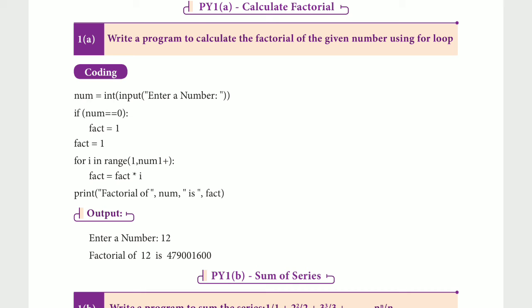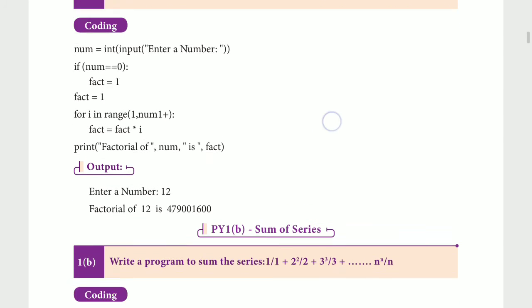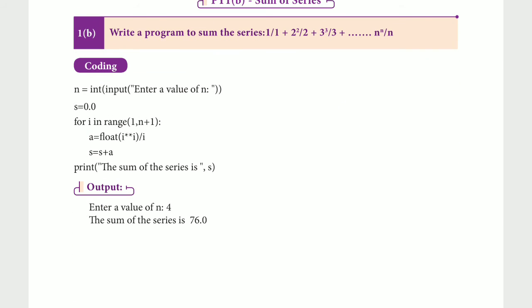The factorial is already assigned as 1, so 1 into 1 is 1. Next is 1 into 2 is 2. Next is 2 into 3 is 6. It will keep on going until you get the value of 12 factorial. So this is factorial. Next is the sum of a series.